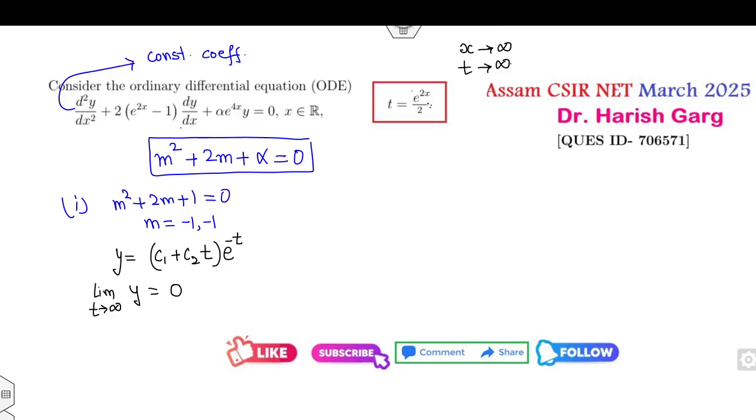Second case, when alpha is equal to 0. When alpha is 0, then the equation becomes m square plus 2m is 0. The values of m will be 0 and minus 2. So your solution becomes c1 plus c2 e raised to power minus 2t.